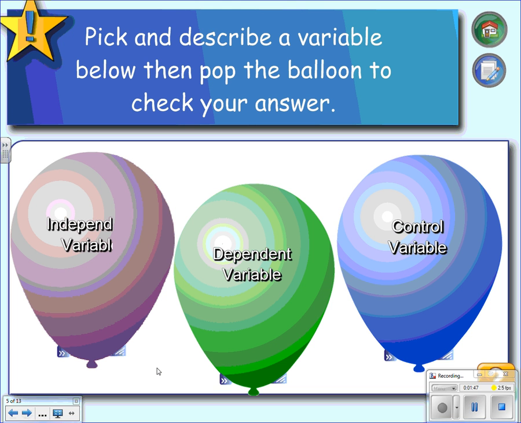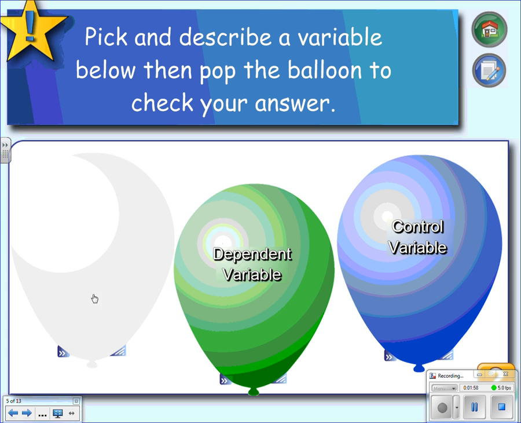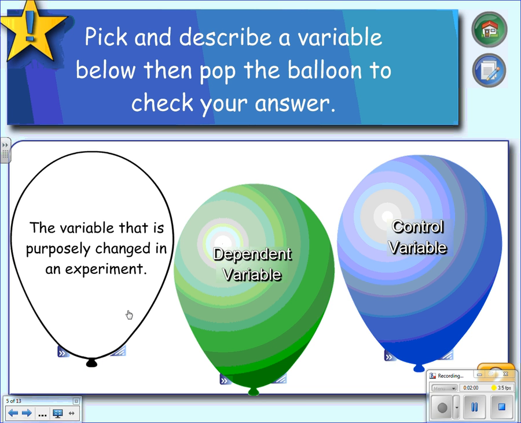In addition to learning about that process, we also talk quite a bit about variables as we design an experiment. There are three different types of variables. There's the independent variable, which is in the purple balloon over here on the left, and that is the variable that is purposely changed in an experiment. So that's the one that we're trying to impact. The independent variable is the one that we're changing. And you would want to, of course, write the definition of that down in your notes there somewhere on the margins. I realize it doesn't fit on your balloon.